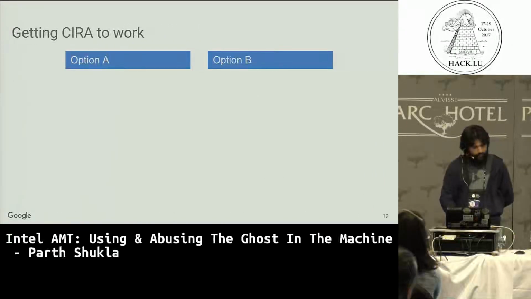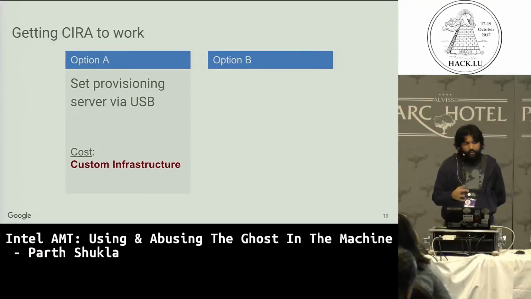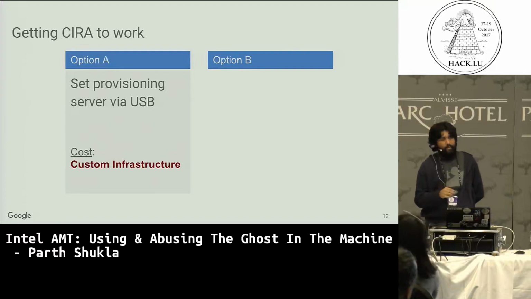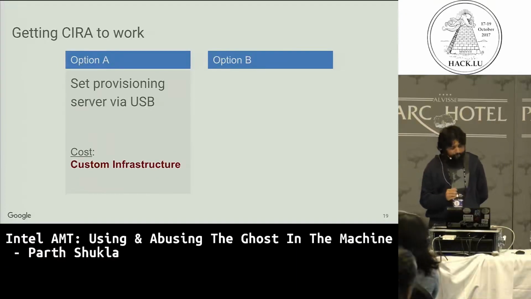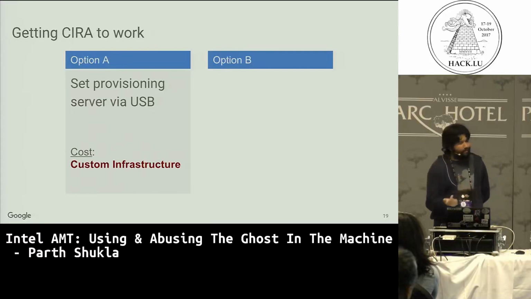Anyway, so now I have a couple of options to get CIRA to work. Option A is set a provisioning server via USB and use that to push CIRA settings. Firstly, now the problems are the provisioning server has to be on the same network, so same LAN. It won't work on an external network because responses to hello packets won't be received by AMT without a CIRA tunnel. It's kind of a chicken and egg problem.